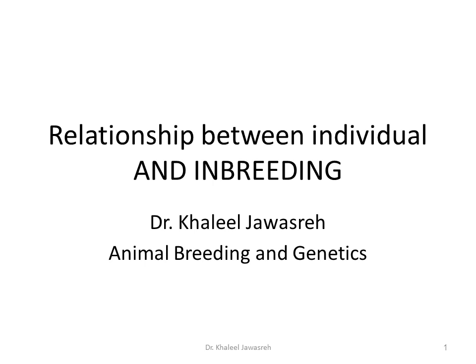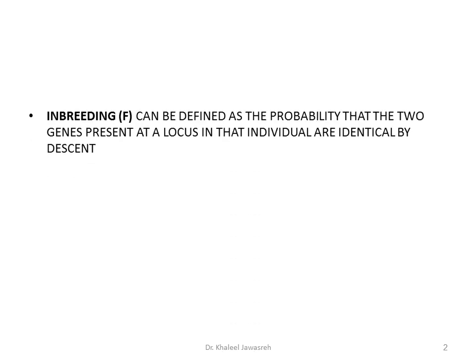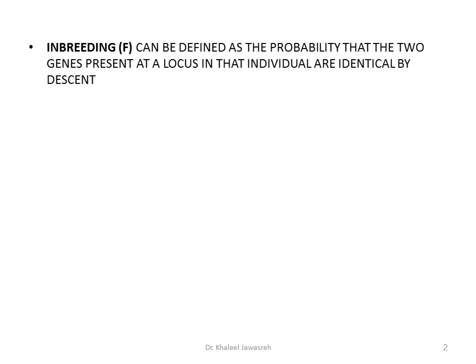Previously we defined inbreeding in general, and I hope that you can remember it from the last lectures. So I will go directly to define inbreeding again. Inbreeding can be defined as the probability that the two genes present at a locus in that individual are identical by descent. Identical by descent. So this is the main definition for inbreeding.